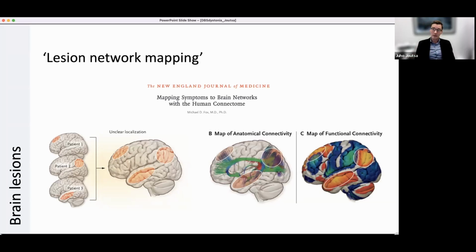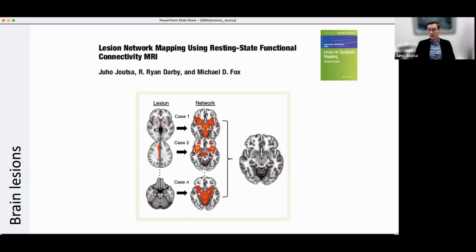There are many ways to study these networks: structural connectivity, looking at anatomical connections, or functional connectivity. Both work pretty much with the same principles for this purpose. Just to give you a very simplified idea of how this works, we start by collecting a number of cases who have suffered the same symptoms caused by a lesion, then define the connections disrupted by this lesion, resulting in so-called lesion networks.